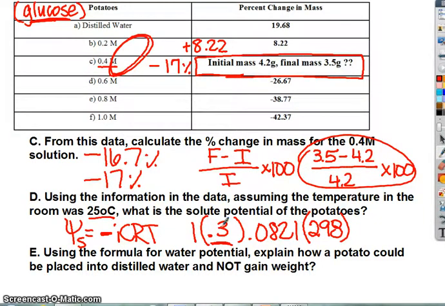It really doesn't matter. I used 0.3, I think this actually is a 3 here, and I got negative 7.4 bars. Remember to put units. Use the formula sheet to figure out what units to put.